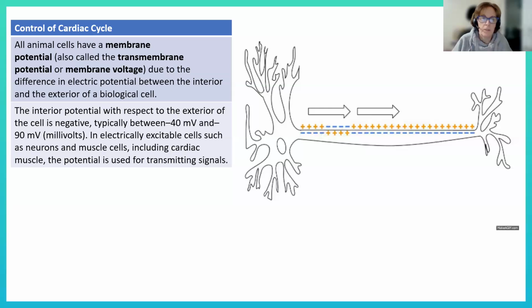So the interior potential with respect to the exterior of a cell is usually negative, and it usually has a charge of about minus 40 millivolts to minus 90 millivolts. So that's really small. If you think about the electricity that runs through your house, that has a voltage of about 230 volts. So we're looking at minus 40 or 90 millivolts compared to 230 volts. So it is really, really small across the cell, but it's enough to send an electrical signal around our bodies.